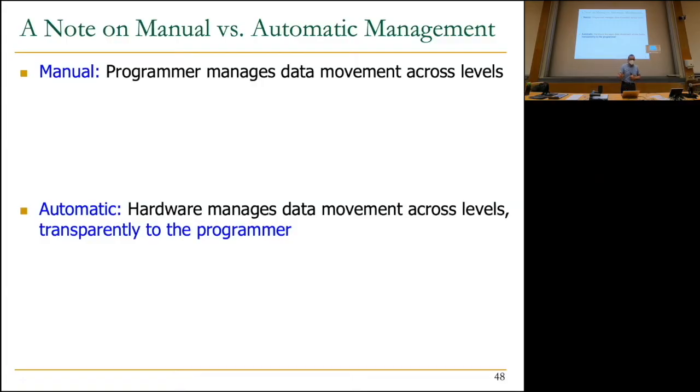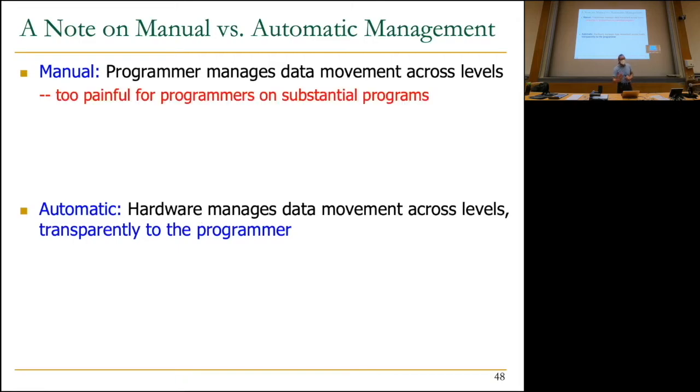Okay, so let's talk about manual versus automatic management, because we kind of discussed this, but I think it's so important to discuss this as well. Manual means the programmer manages the data movement across levels. It could be the compiler also, clearly. Let's not say system, let's say programmer, compiler. Automatic means hardware manages data movement across levels transparently to the programmer, with some system support potentially in virtual memory, as we will see. So manual is clearly too painful for programmers on substantial programs.